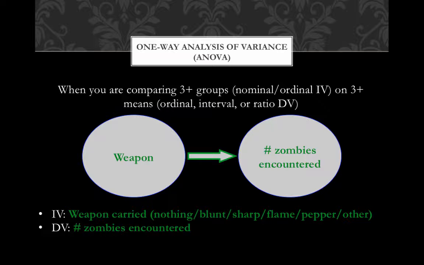Our dependent variable is going to be quantitative, where we have a mean and standard deviation. For example, if we want to see what students carried in terms of a weapon, did they carry nothing? Did they carry a blunt object, a sharp object, something flammable, pepper spray, or something else? So we want to see, is there a difference in what students carried and the number of zombies that they encountered?